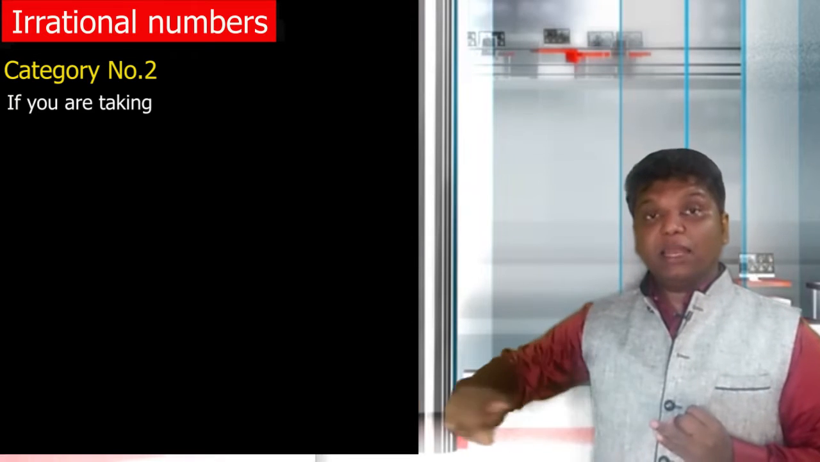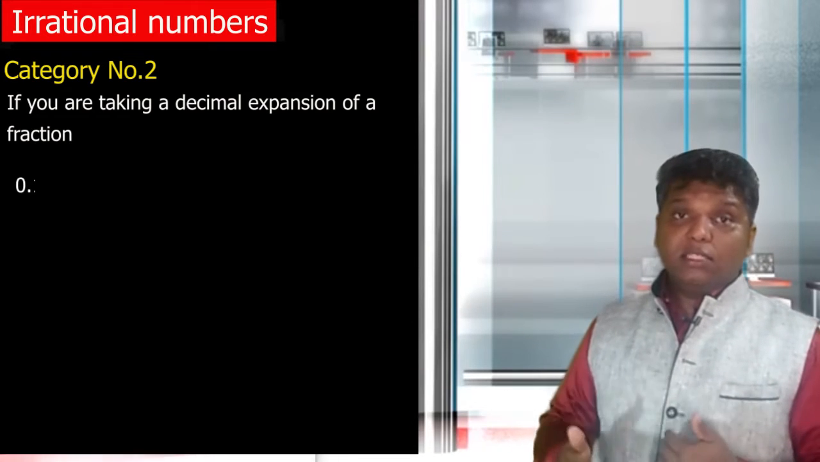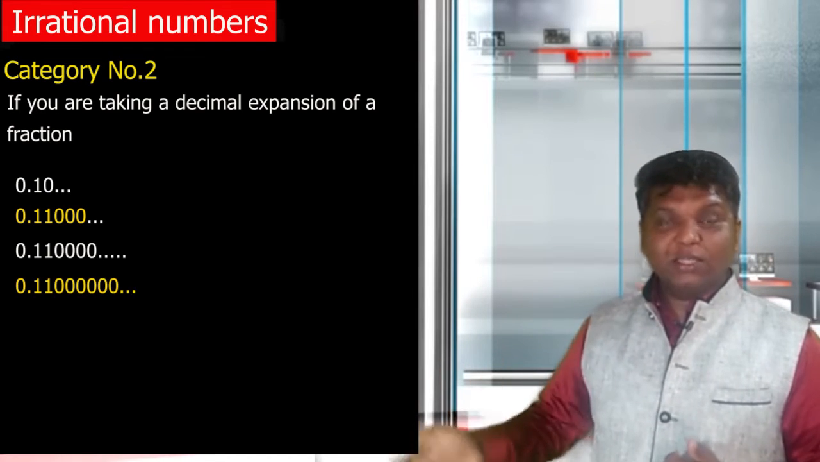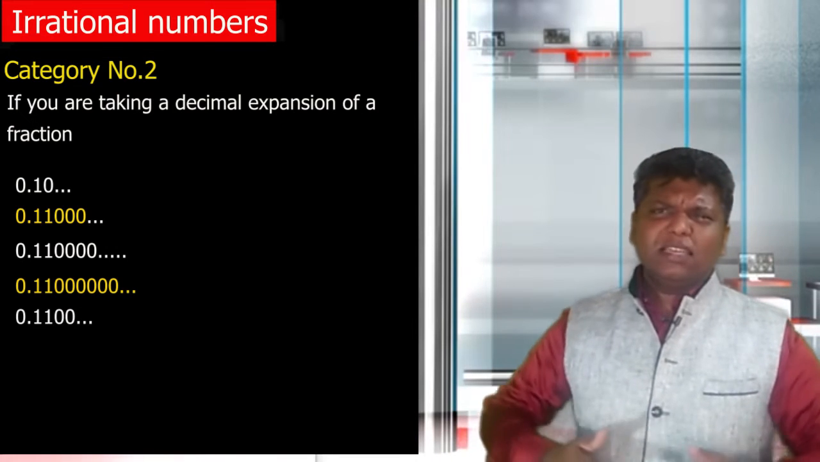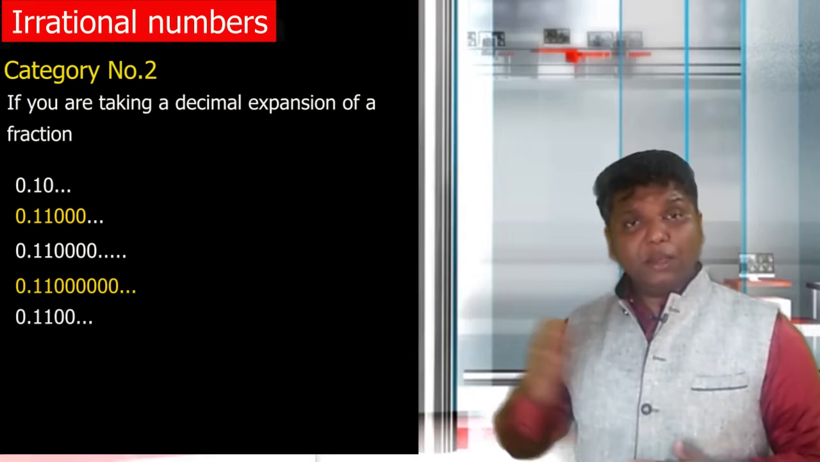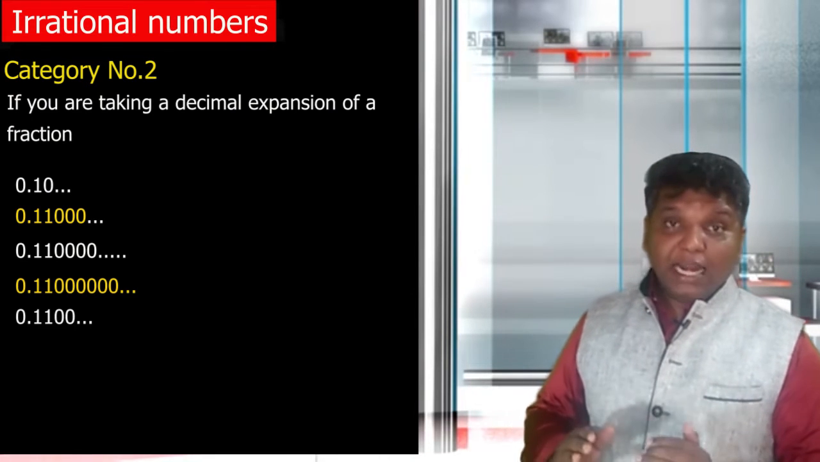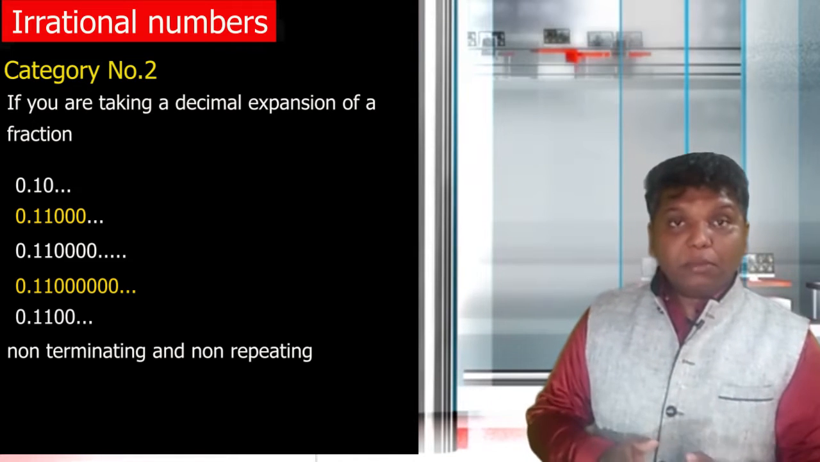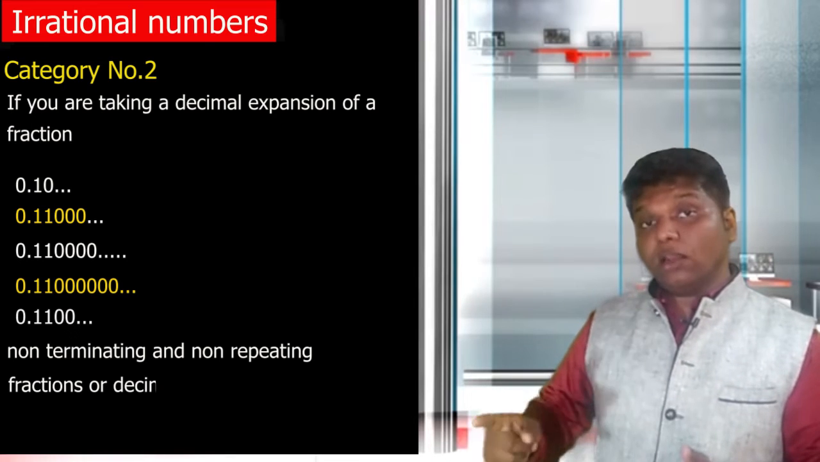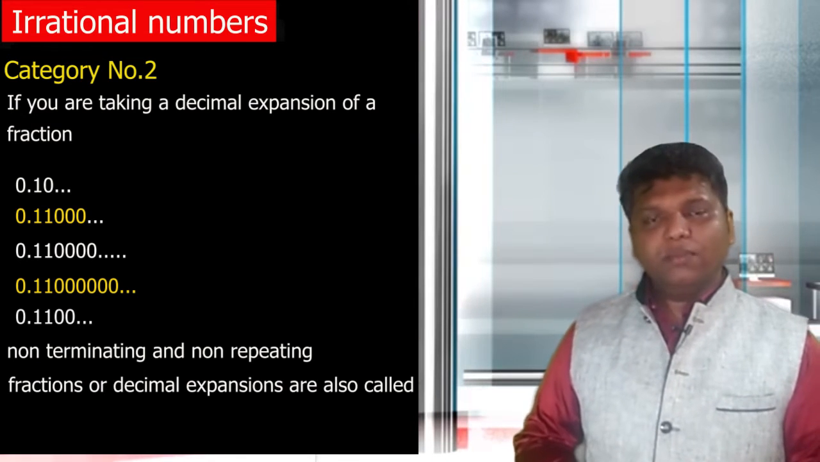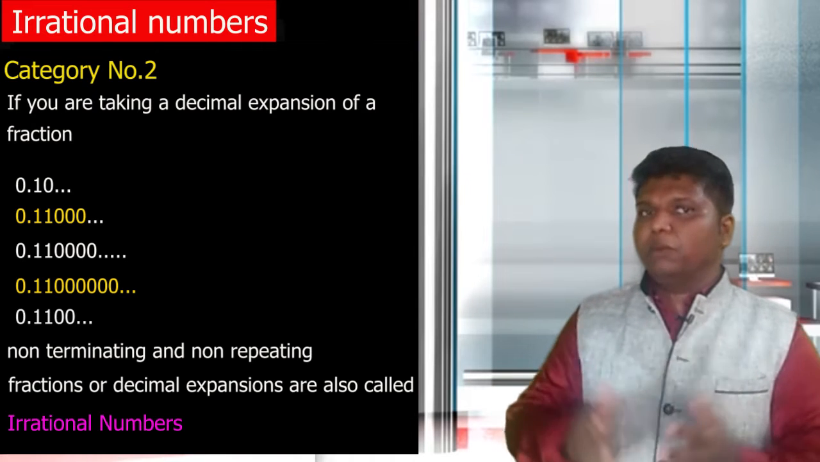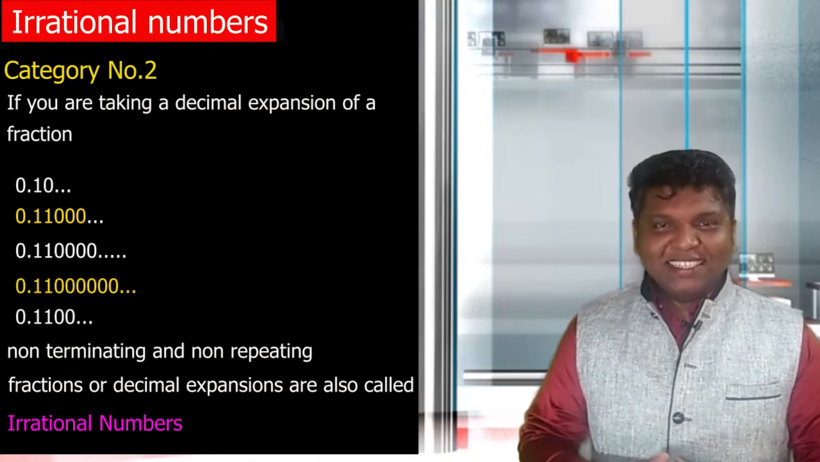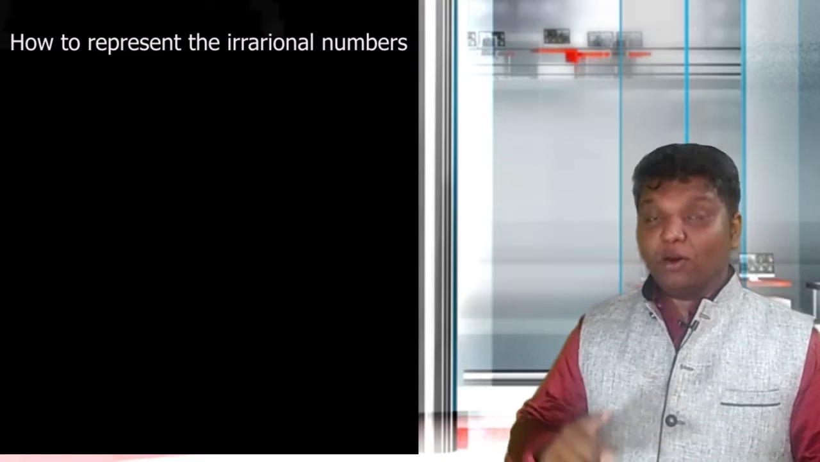Second one: if you are taking a decimal expansion of a fraction, like 0.10110001100001100000011 and so on, it is non-terminating, but at the same time it is not repeating also. So non-terminating, non-repeating decimal expansions are also what we call irrational numbers. When we come to that particular topic, I will explain much more. There I think you will get it into your mind very fast. Okay, how about learning how to represent this irrational number on a number line?